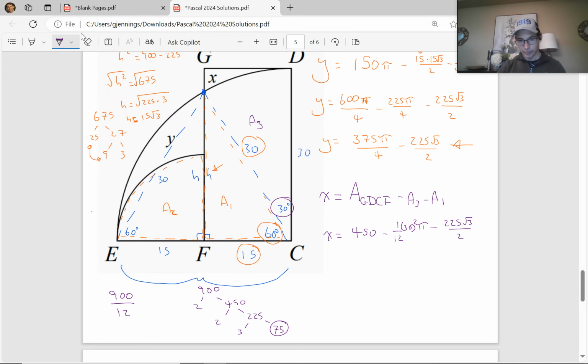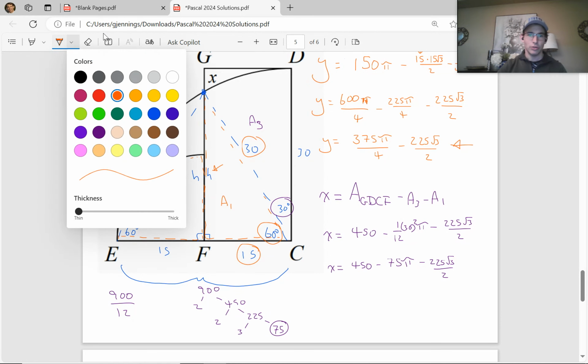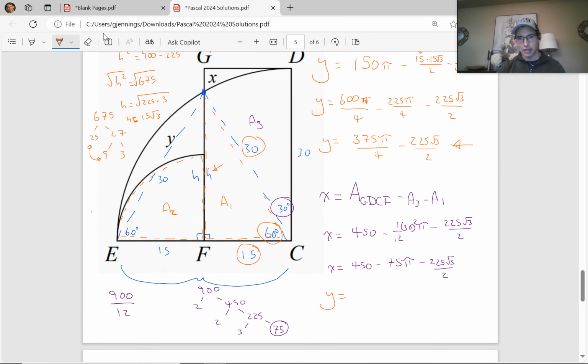Okay, so that is to say, we have x is equal to 450 minus 75 pi minus 225 root 3 on 2. That's our simplified value for x. Now, we want to calculate y minus x.